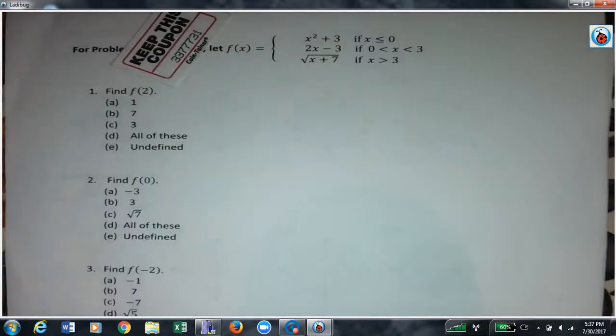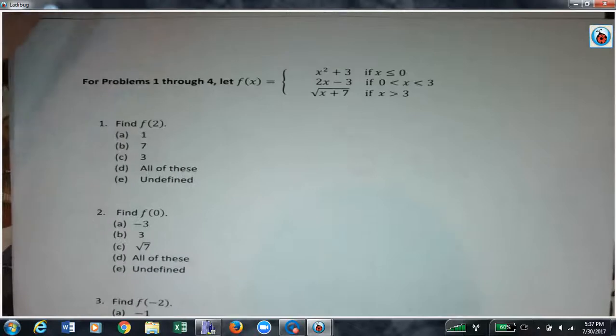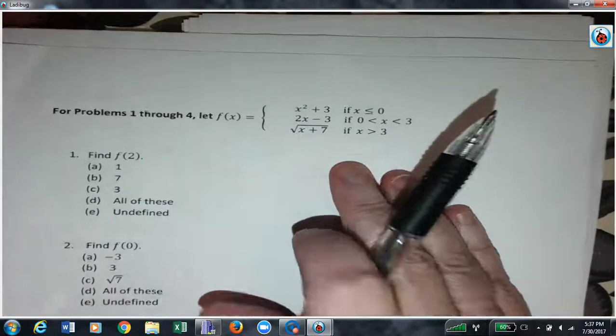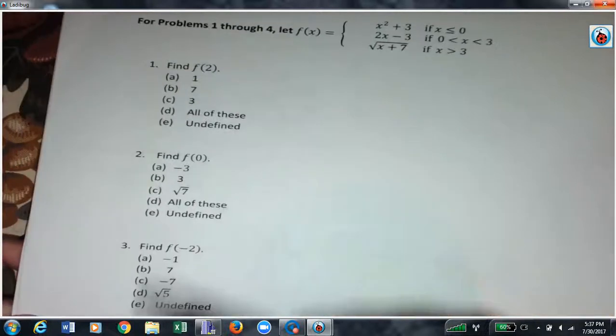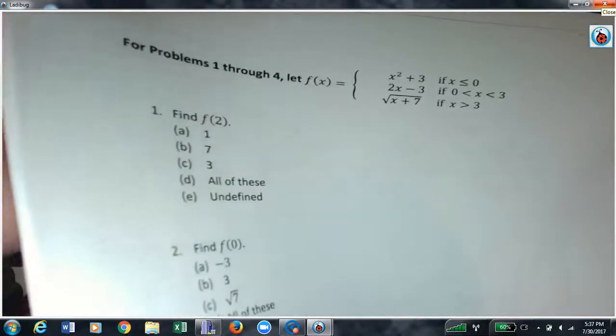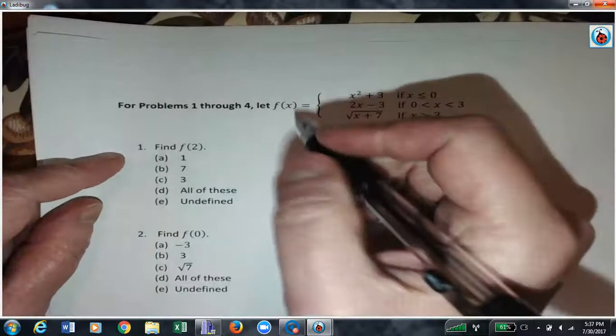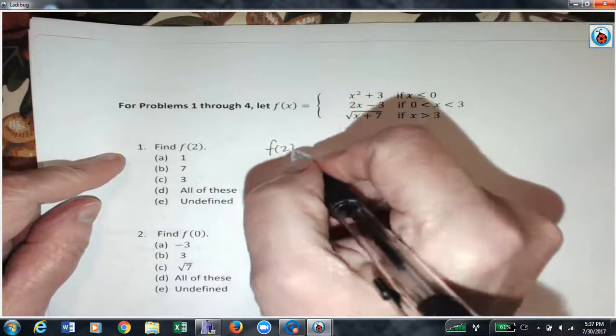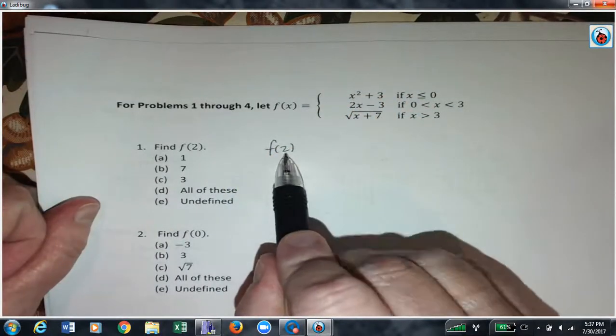So we're going to be looking at the midterm. Here we have a piecewise function, and for this piecewise function, we have to answer the following 4 questions. First, they want f evaluated at 2. And so our x value is 2.